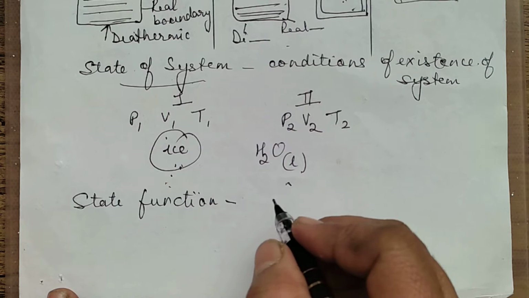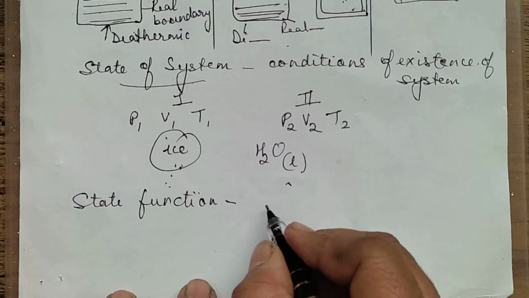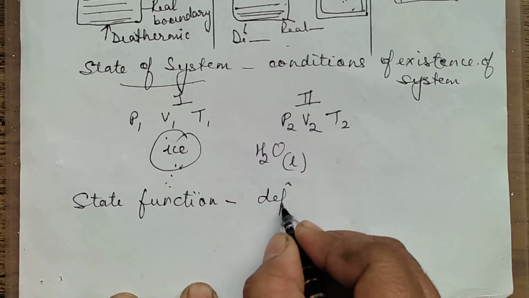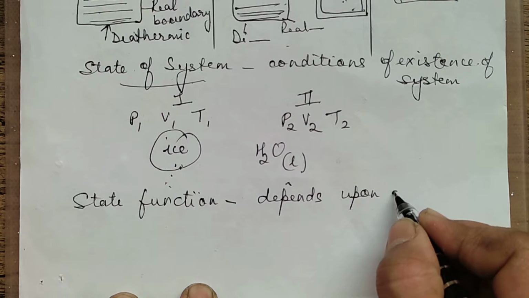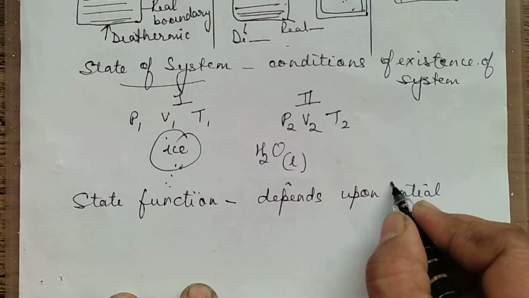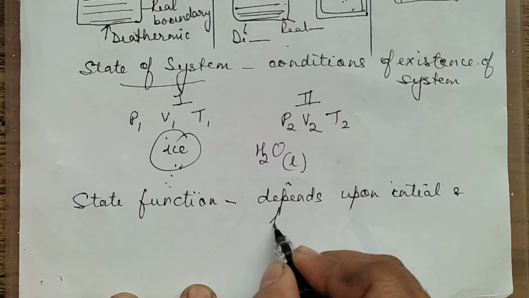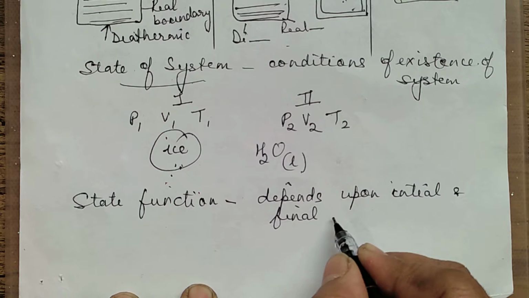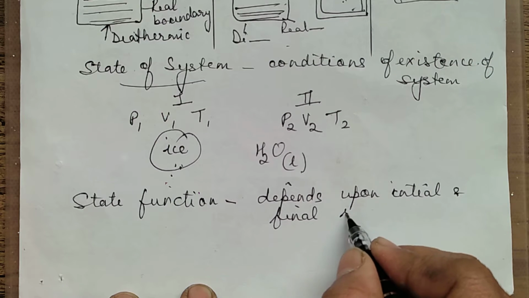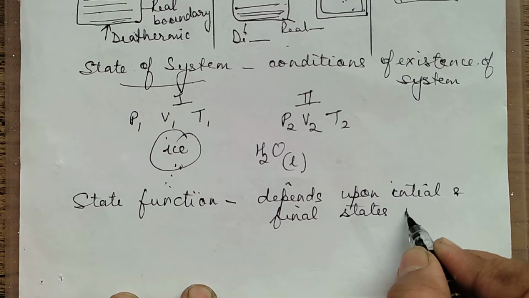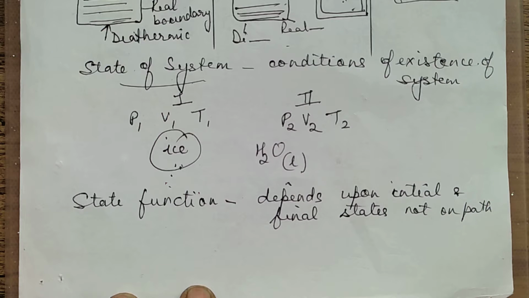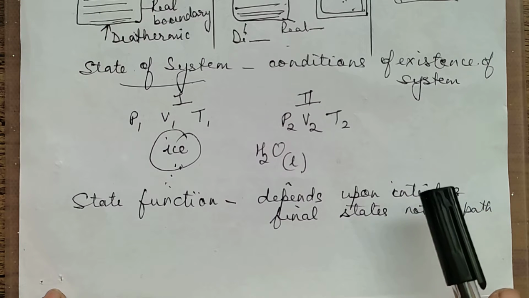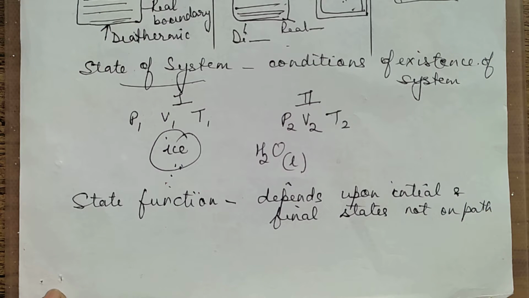Now, what is a state function? State function is that property which depends upon initial and final states only. It is dependent only on the initial and the final states, not on the path followed. Such properties, which are only dependent on the initial and the final state, are called state functions.